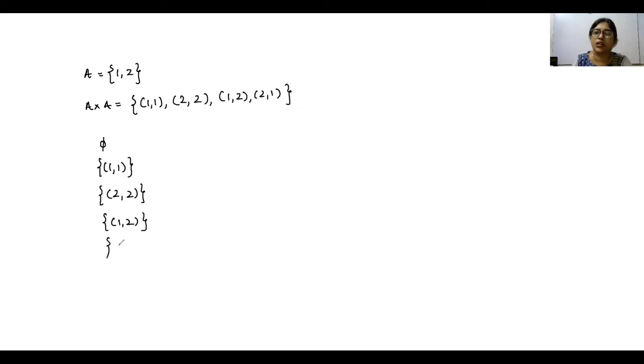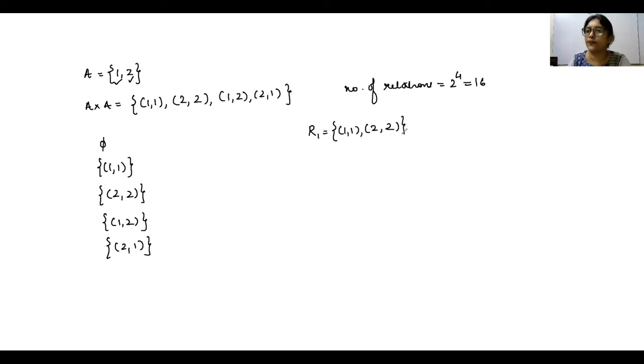Now this set A cross A has 4 elements. So the number of subsets or the number of relations will be 2 raised to 4, that is 16. So we are interested in particular relations where we have (1, 1) and (2, 2). Say we will write it as R1. That is {(1, 1), (2, 2)}. This is a subset of A cross A. Right? You may write another.